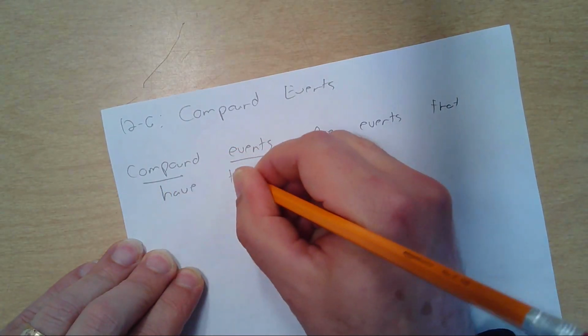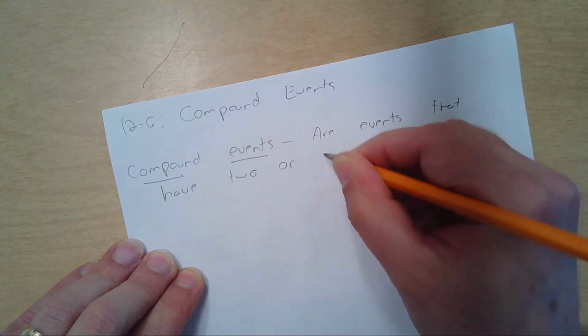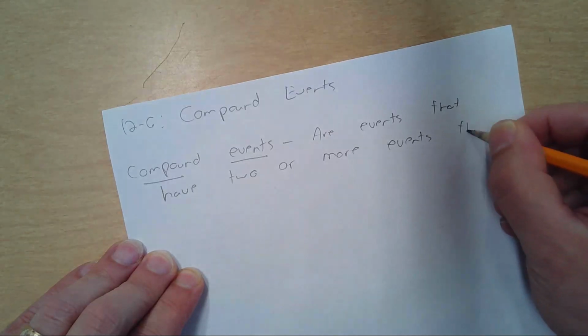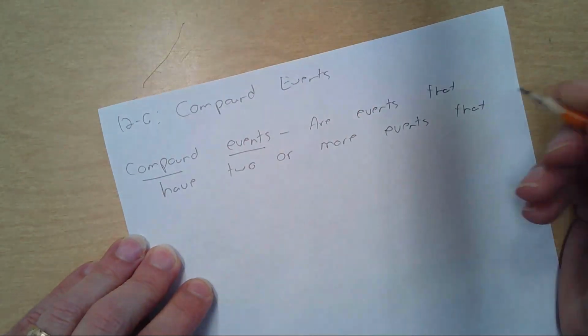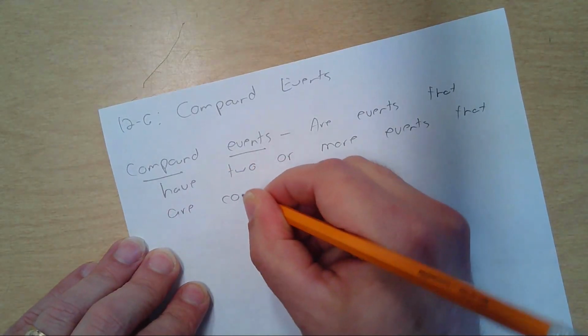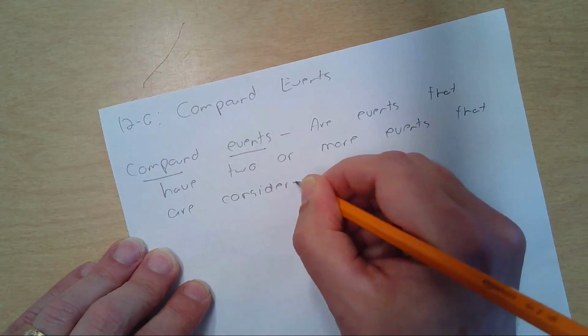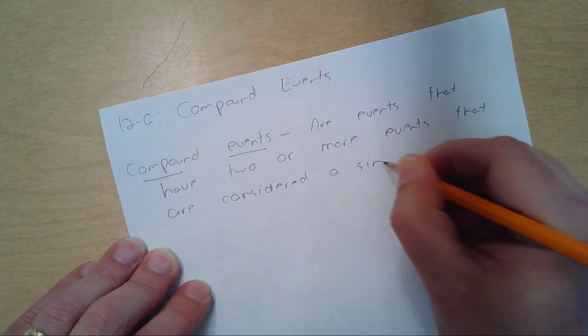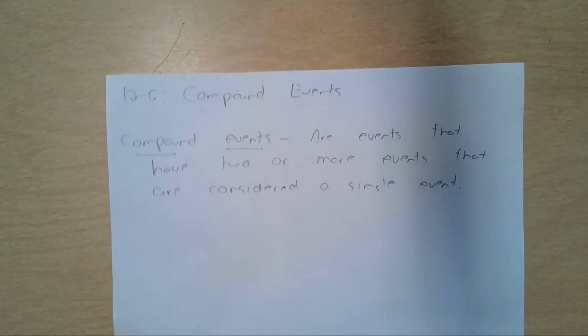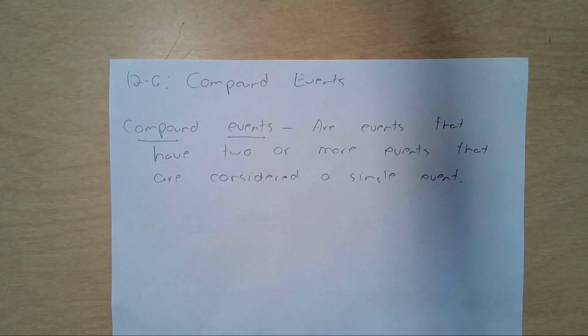So compound events are events that have two or more events that are considered a single event. So we're going to be figuring out probability of compound events here.